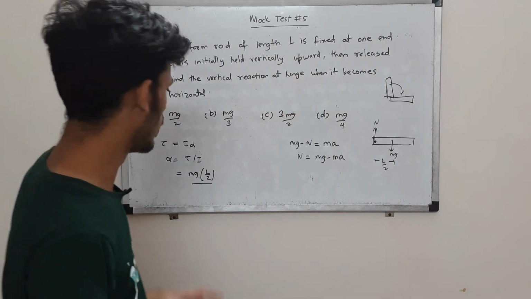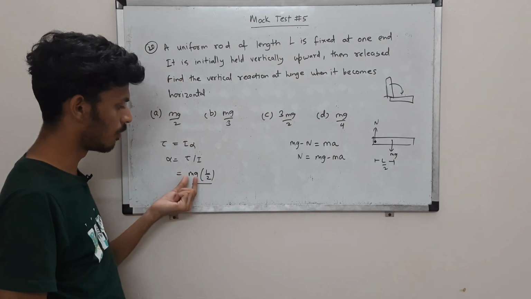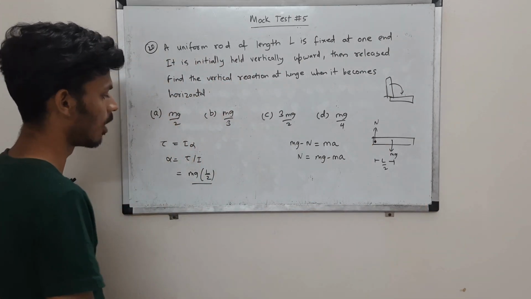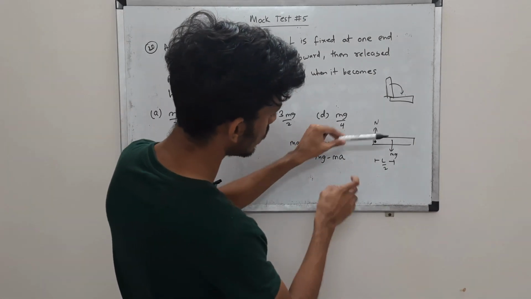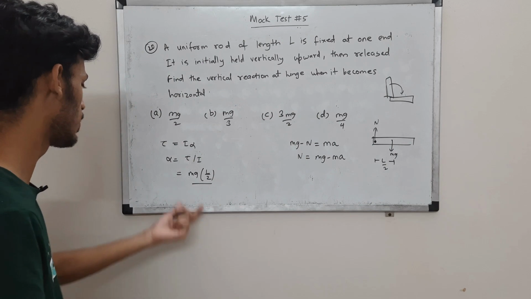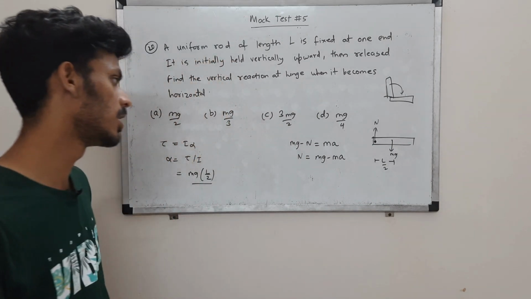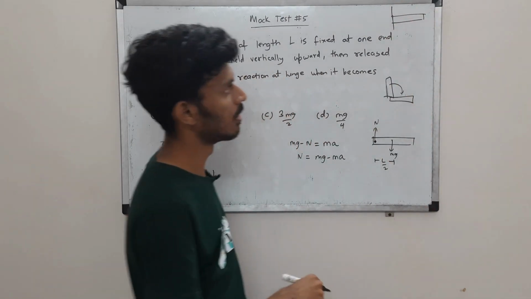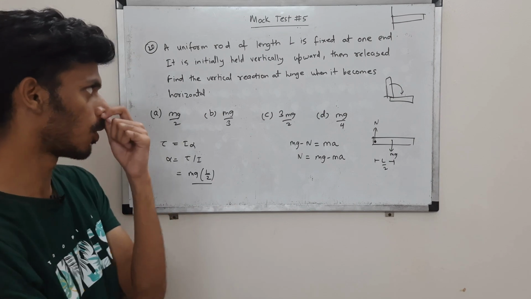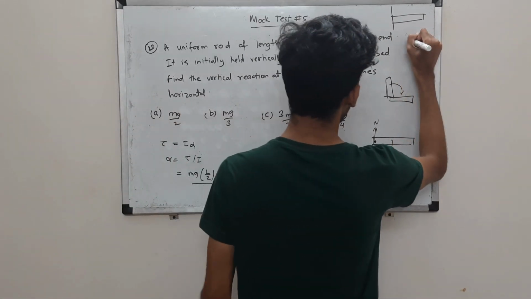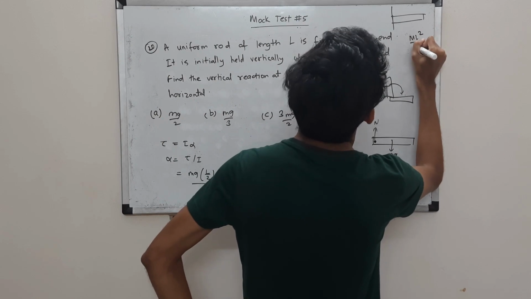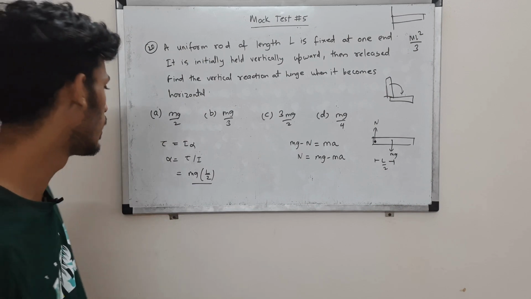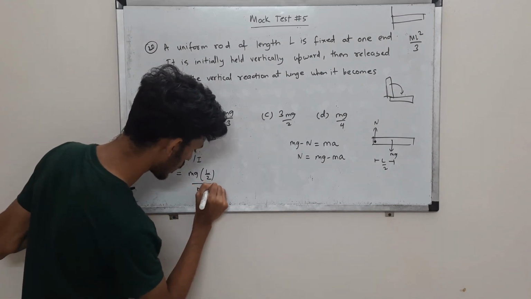So mg L by 2, that is r cross F, the force and the distance from the axis, which are obviously making 90 degrees. So sine 90 is 1, and that is our torque. And what about the moment of inertia about this axis, about one end of the uniform rod? It is ML square by 3, right? At the center it will be ML square by 12, so here it will be ML square by 3.